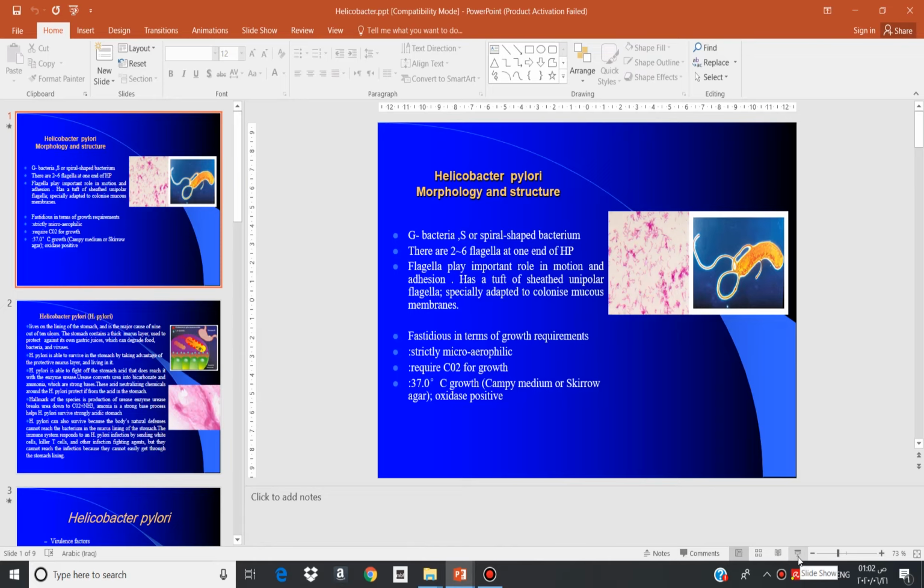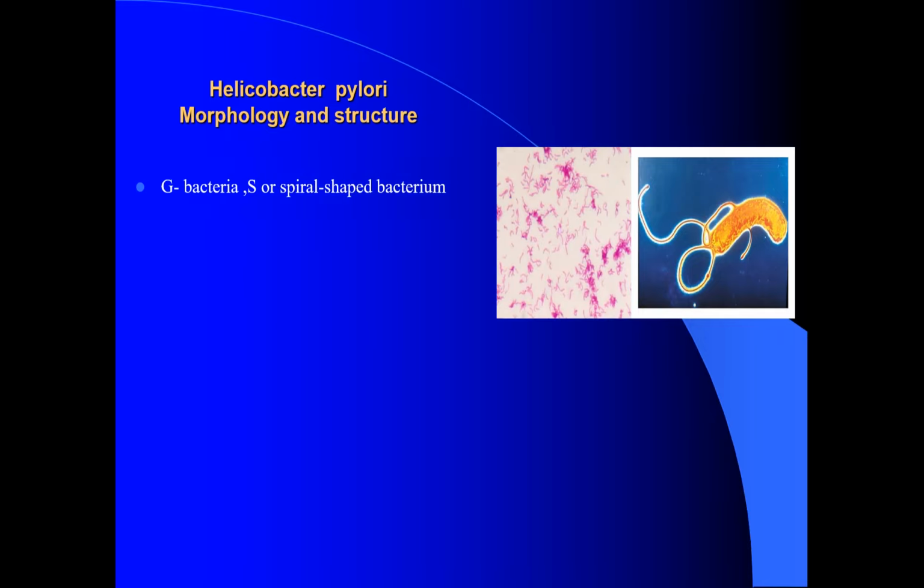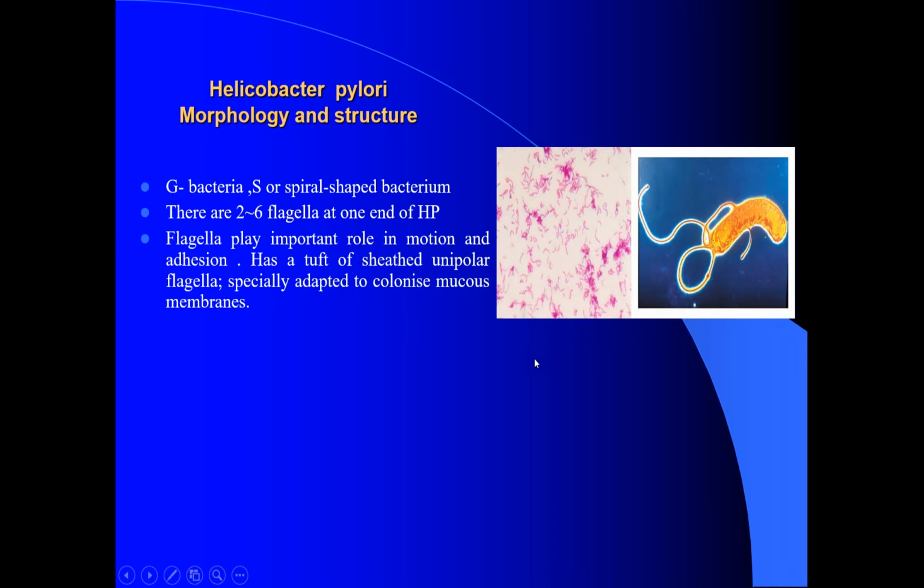The first pathogen which causes human disease is called Helicobacter pylori. The most important morphology and structure of H. pylori: هي gram-negative bacteria S or spiral shape bacteria، يعني شكل مالتها يكون على شكل S shape or spiral in shape. The other characteristic feature: it contains at one pole of the bacteria a tuft of flagella.